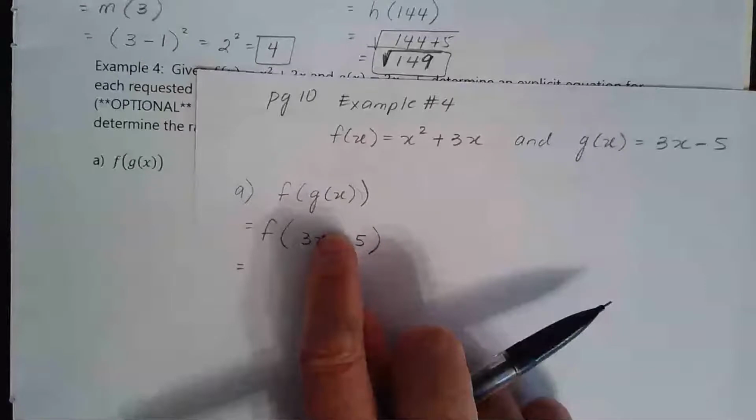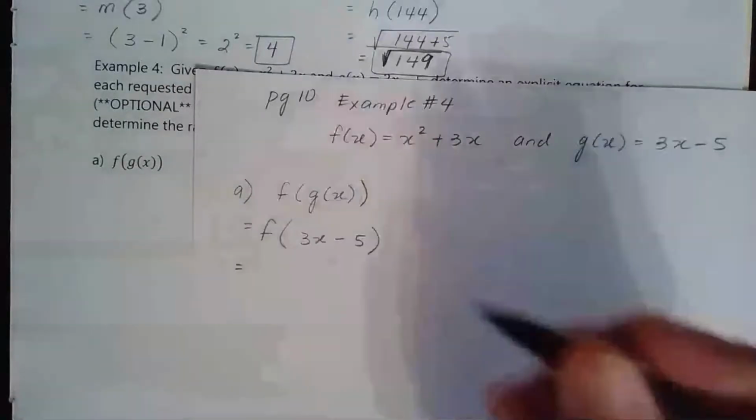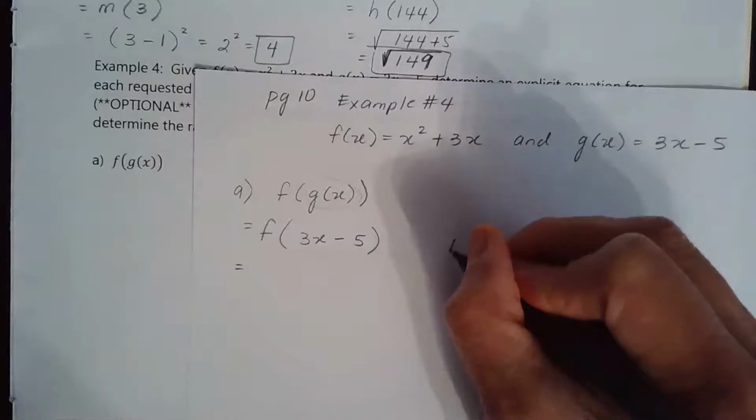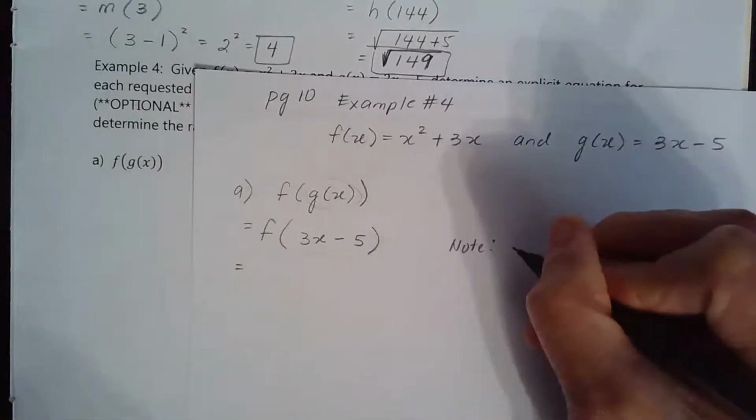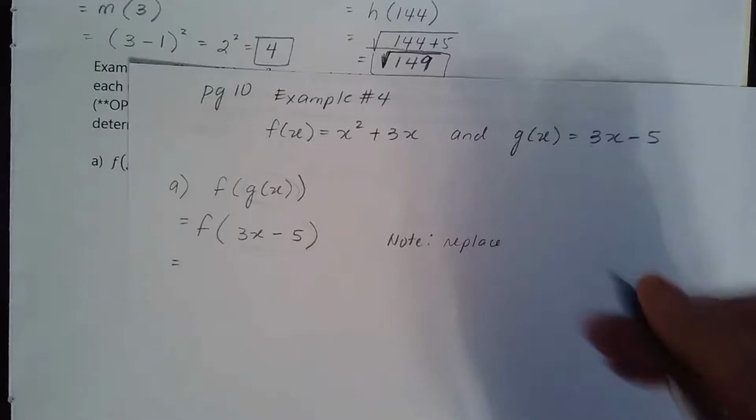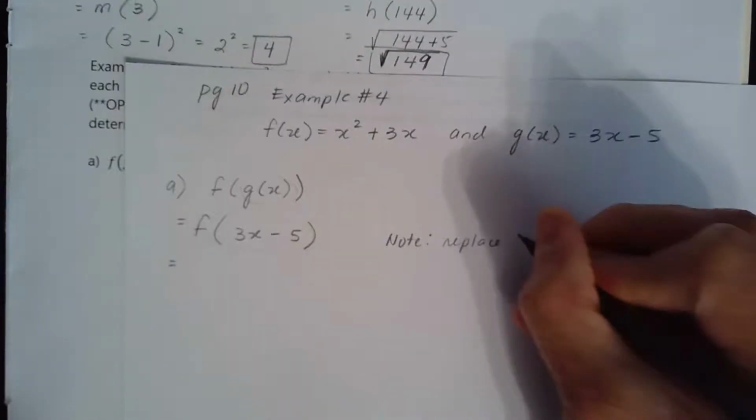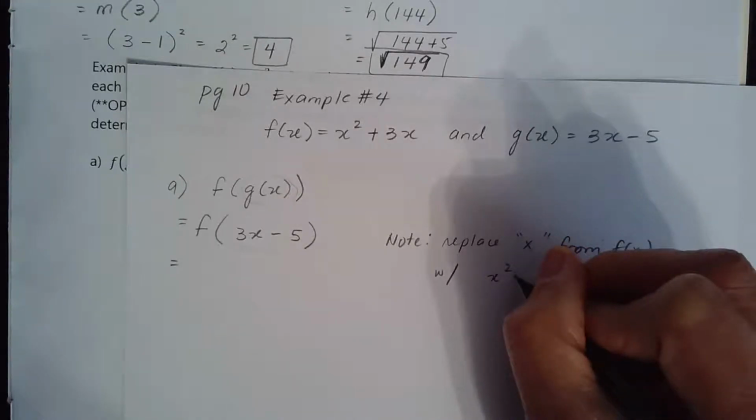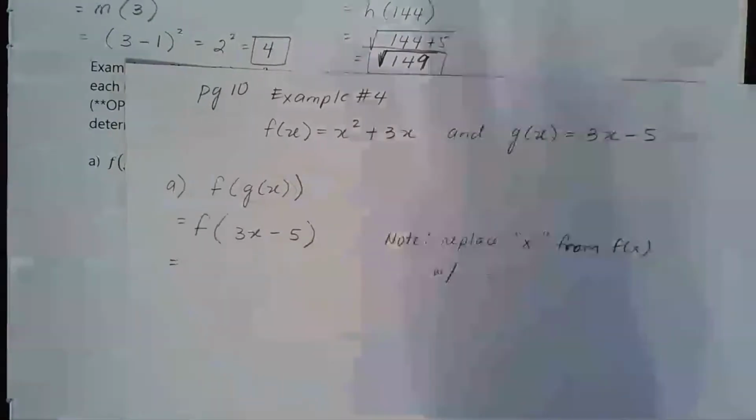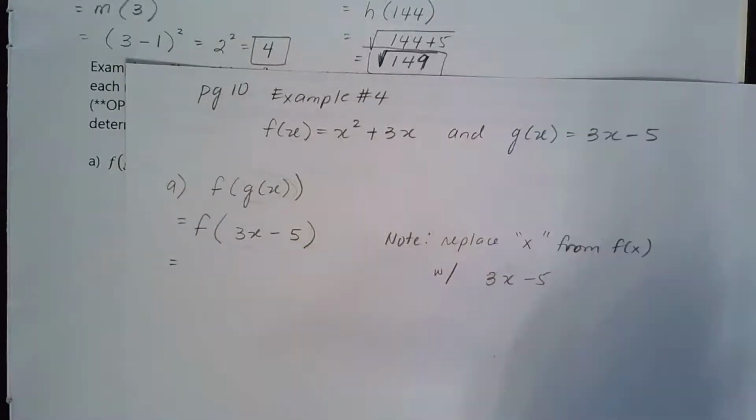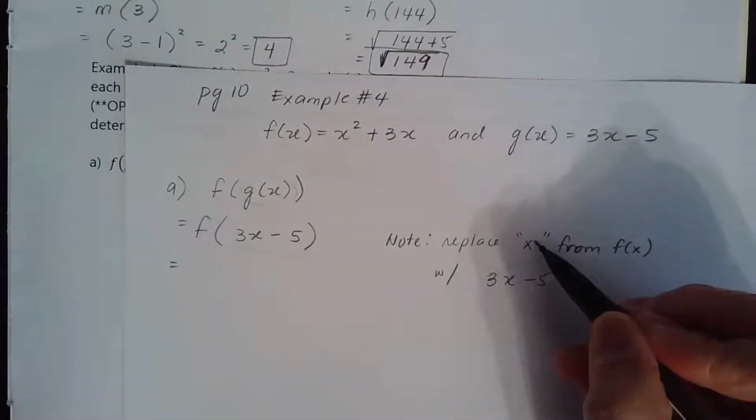Okay, so what are we going to do? Well, we know what g of x is. g of x is 3x minus 5. So let's just write that down. f of g of x is f of 3x minus 5. Pay attention to the value. What they're saying is, this is your x value.